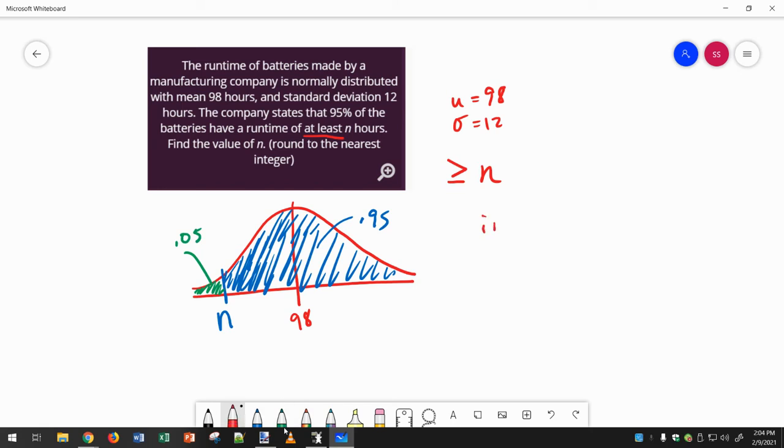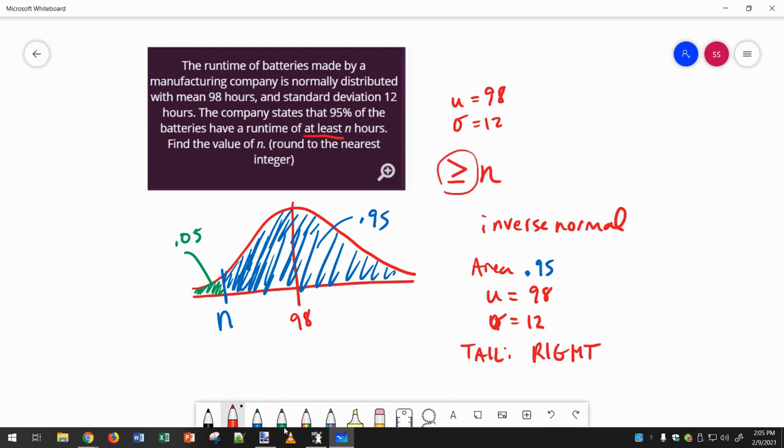So inverse normal is what solves this type of problem. If you need to find a value along this axis, you use inverse normal. So the area, for the new calculator users, we can use that 0.95 that's given, and then the mean is 98, standard deviation is 12, and then when it asks you for the tail, you say right. And that's because of this direction of the inequality, and because we're shading all of this region to the right of n. And that will tell you the answer.